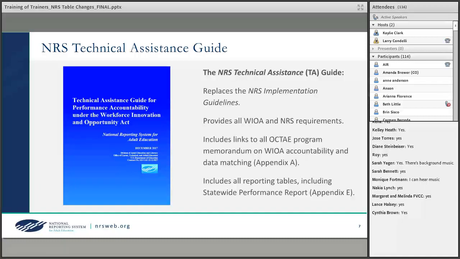The other thing we have, in Appendix C, is all the tables: the current tables, as well as the ones we're discussing here, the new tables that will go into effect for 2019 reporting.